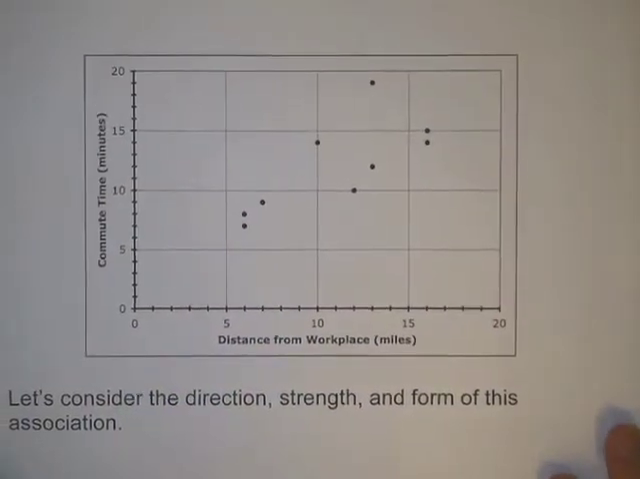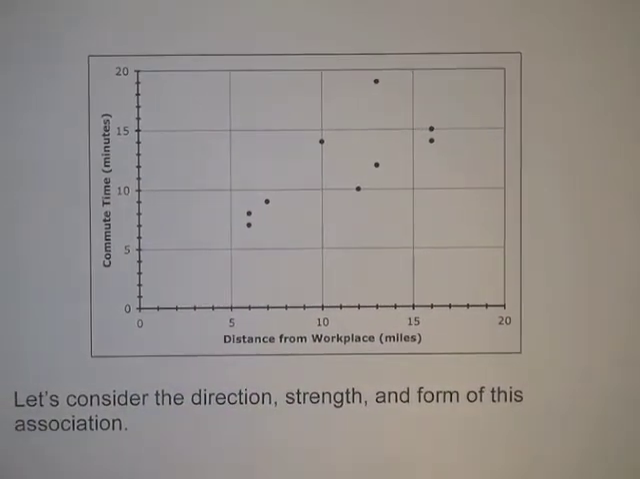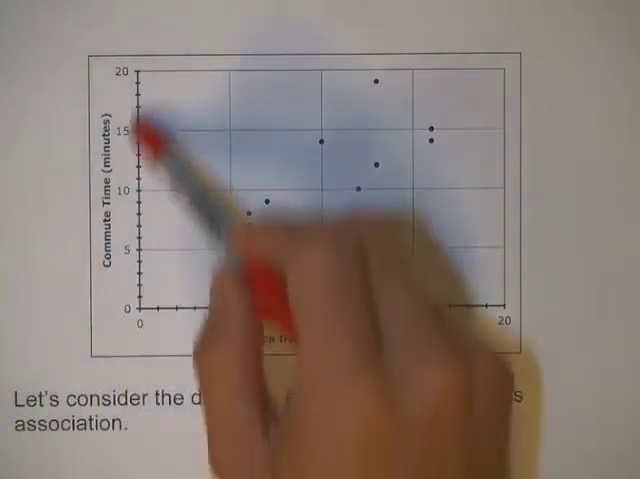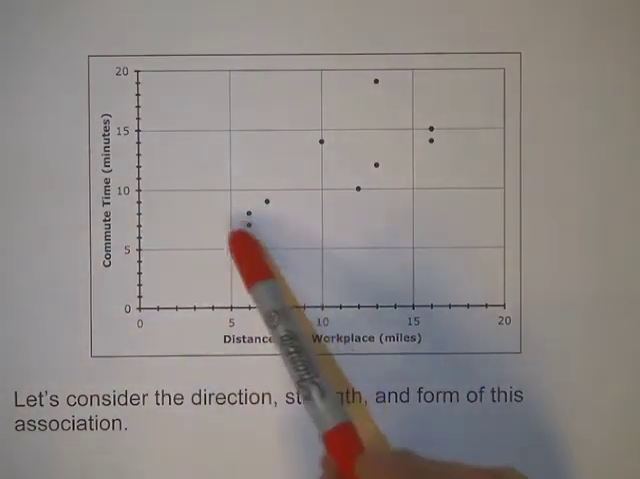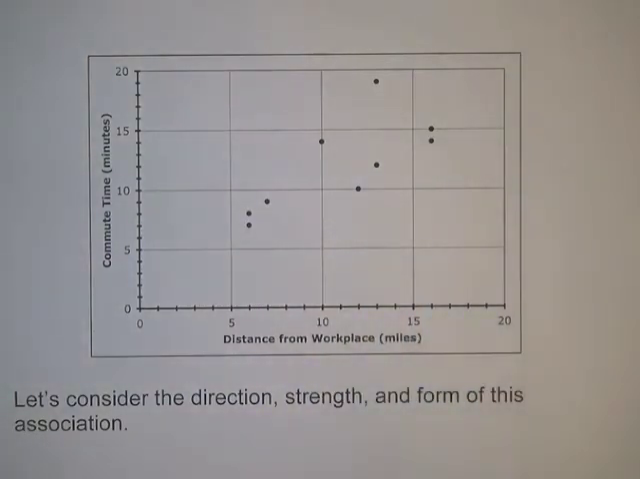So here is the data as a scatter plot. The x-axis is the explanatory variable, which is the distance from the workplace. So the distance explains the commute time. So commute time is the response variable, and you can see the 9 values there.